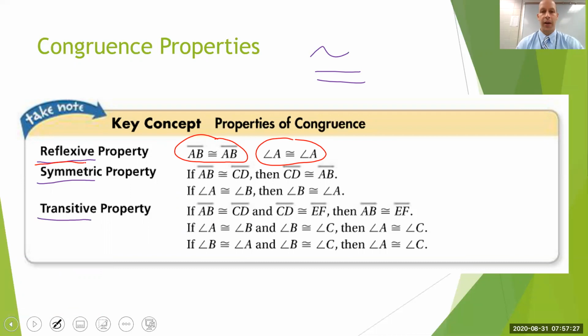The symmetric property: if segment AB is congruent to segment CD, then segment CD is congruent to segment AB. So they just switch those around. And then, of course, the transitive property: if angle A is congruent to angle B and angle B is congruent to angle C, then angle A is congruent to angle C. So notice how it connected the A and the C together. That's the transitive property. So not only do those properties hold for equality, they hold for congruence.